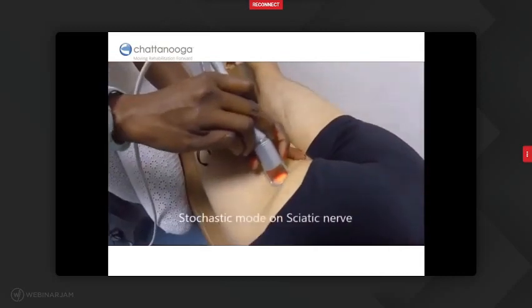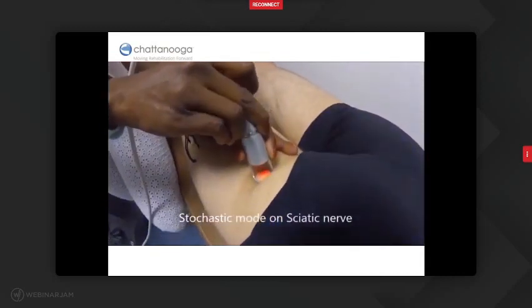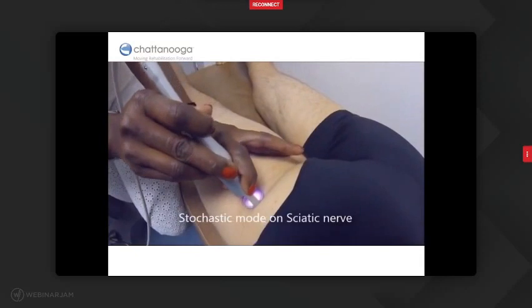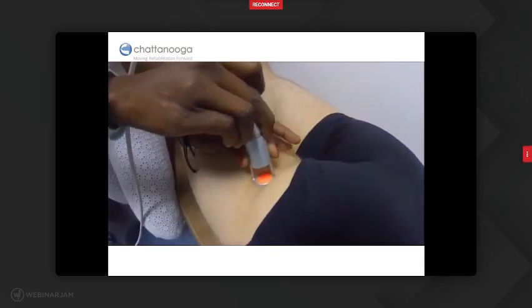After that, we treat the nerve root of the sciatic nerve using the stochastic mode.